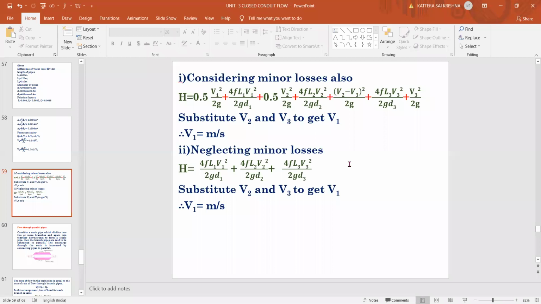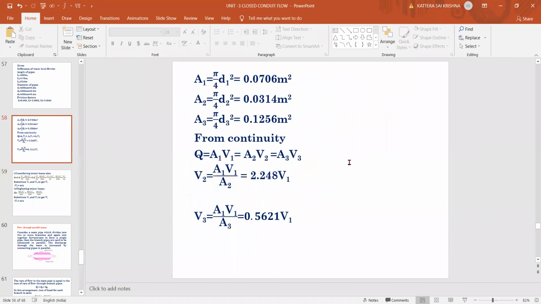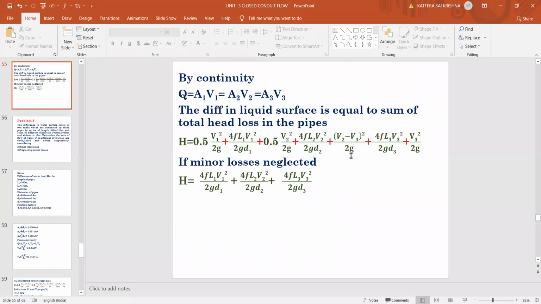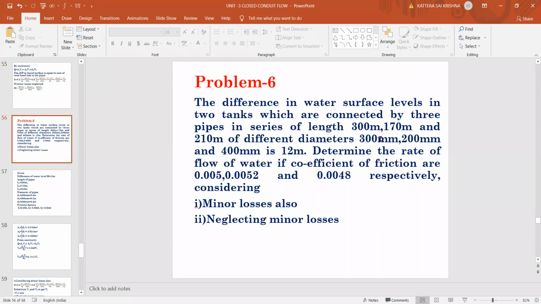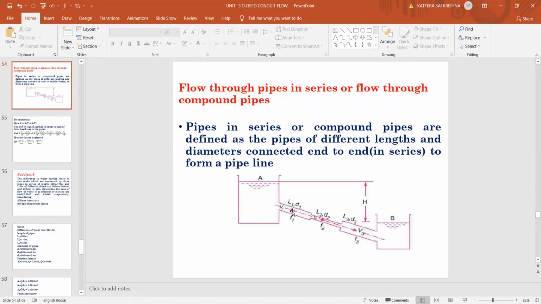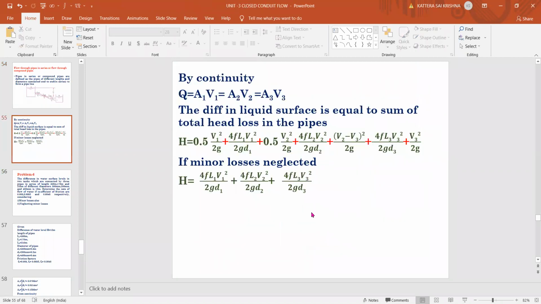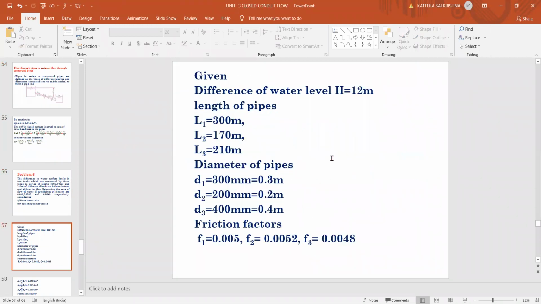Okay. So in the next slide, now we will consider what is being asked. It is asking the discharge. So first I am considering with minor losses, considering the minor losses. You can draw a figure by seeing the diameters and all things. So what you can see here, three different lengths. First diameter is 300, 200, then 400. So almost it looks like this only, this pipe. So I am taking the same diagram. Here the diagram is not given in the question. You need to copy the diagram.